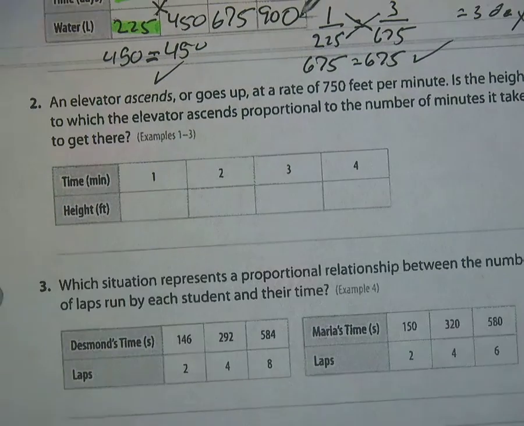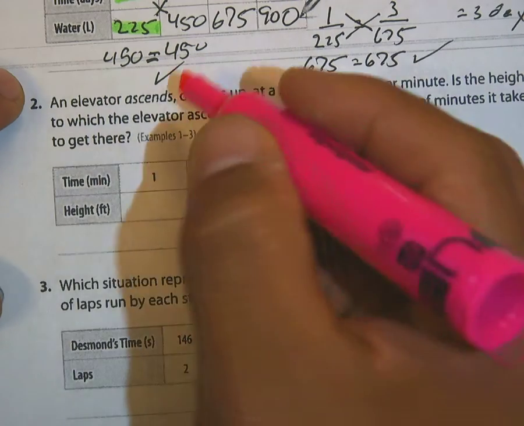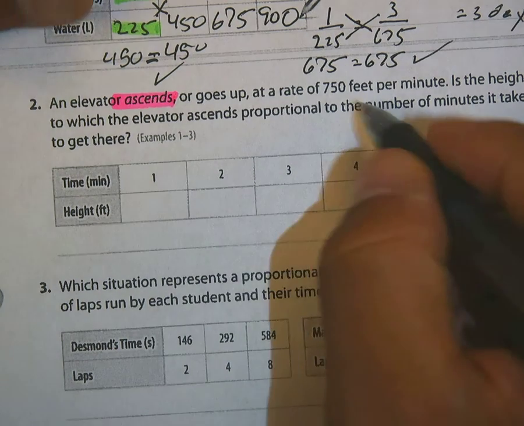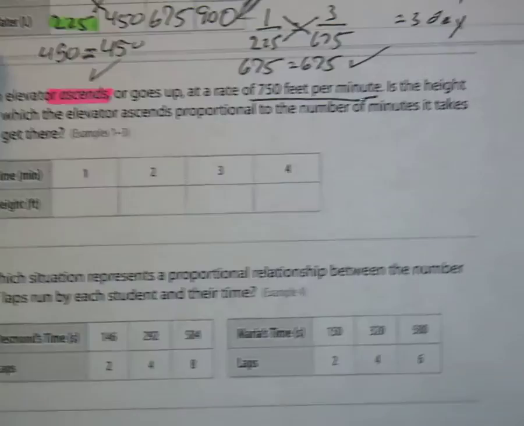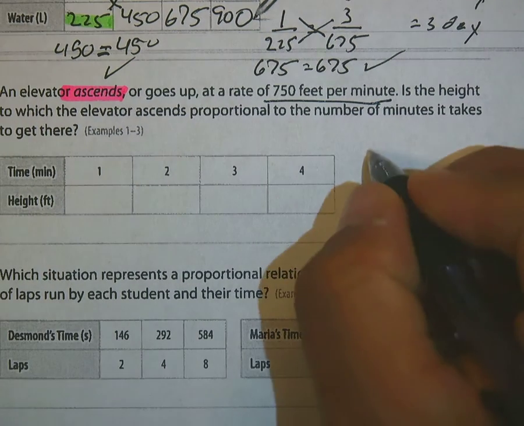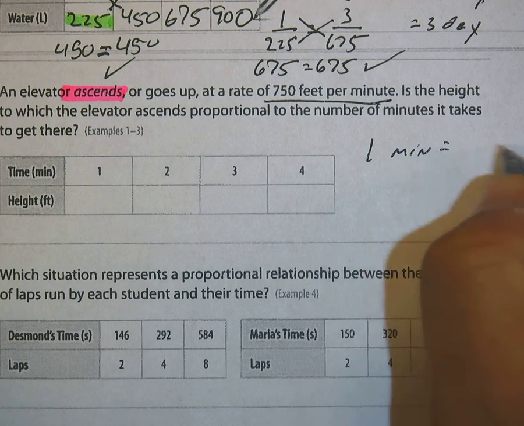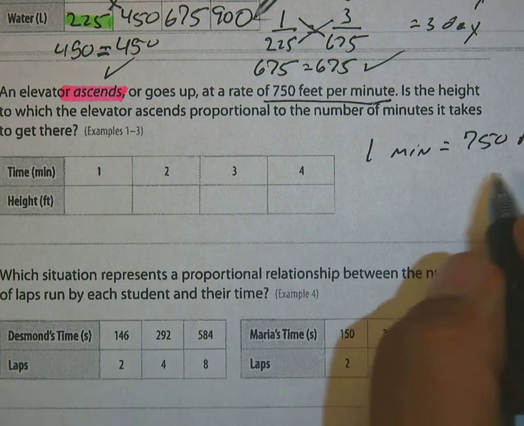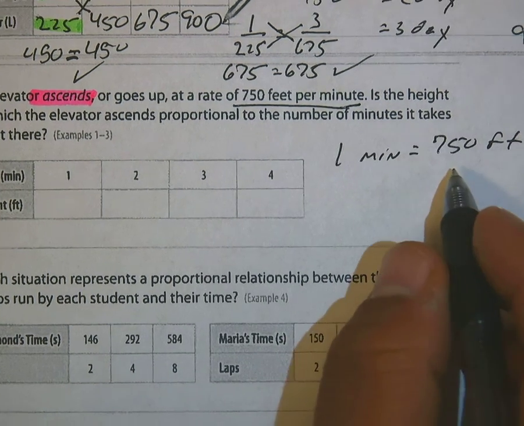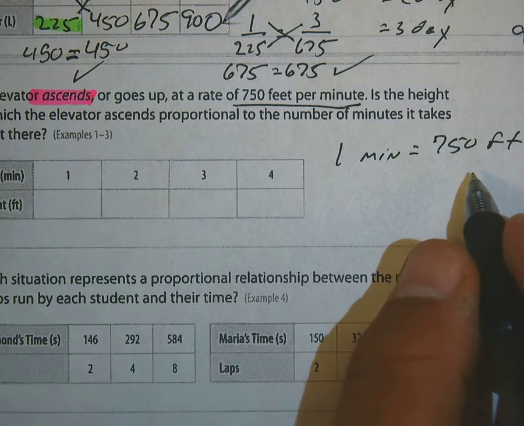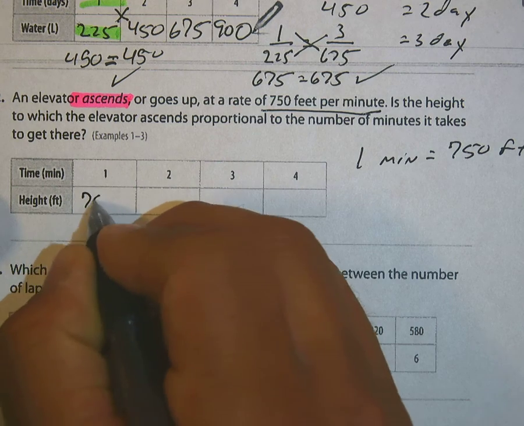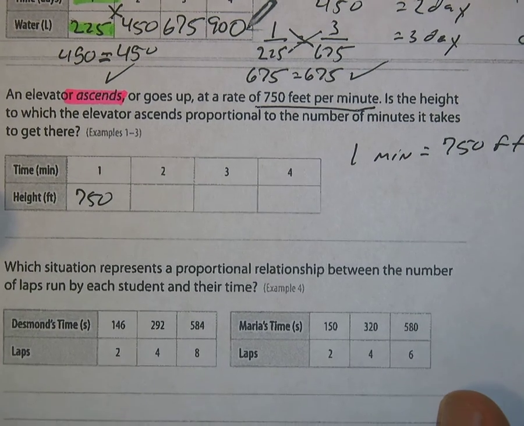Number 2 there, it says an elevator ascends. Ascend means going up, positive. You're going up at a rate of 750 feet per minute. Okay. So 1 minute, 750 feet per minute. So per minute, you're going up this much. So in 1 minute I'm at 750 feet. I'm ascending, I'm going up.